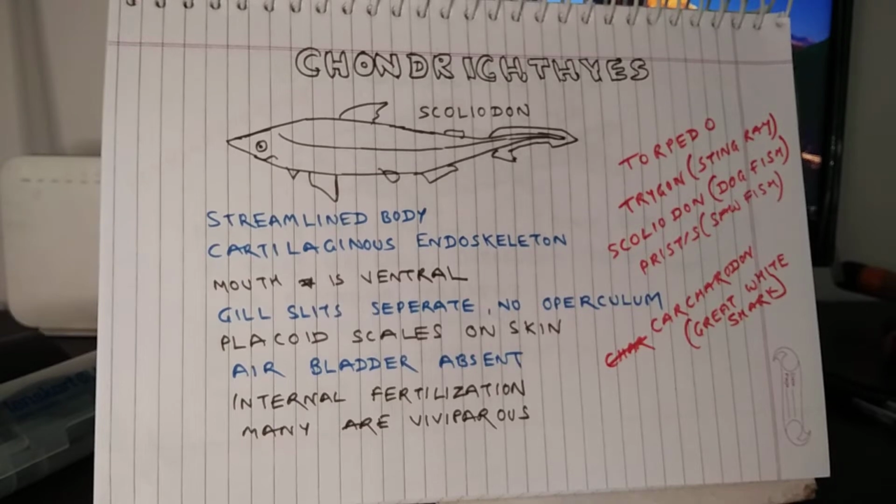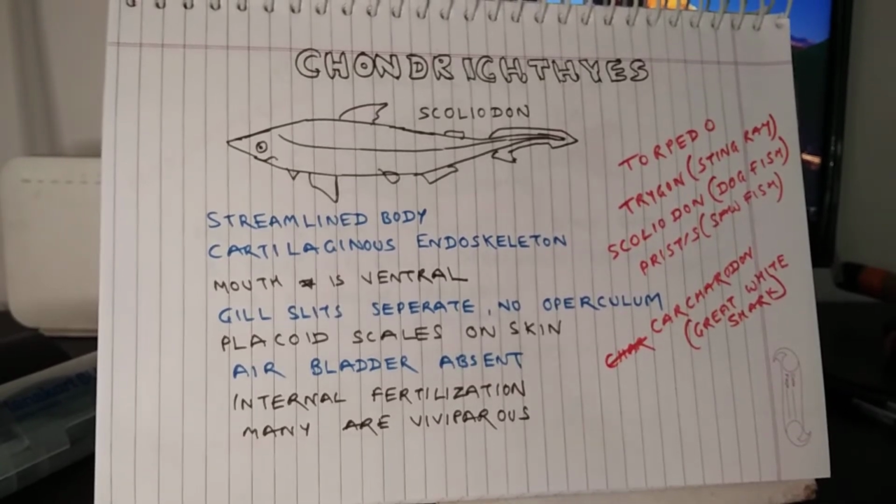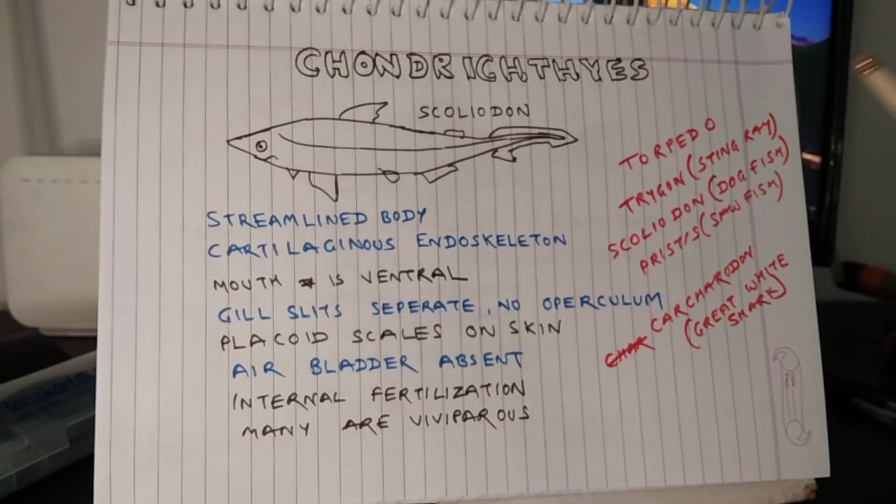In this lesson, you will learn about the key features of two classes of the superclass Pisces. The two classes are Chondrichthyes and Osteichthyes. Chondrichthyes are also called cartilaginous fishes because the endoskeleton in these animals is made of cartilage.